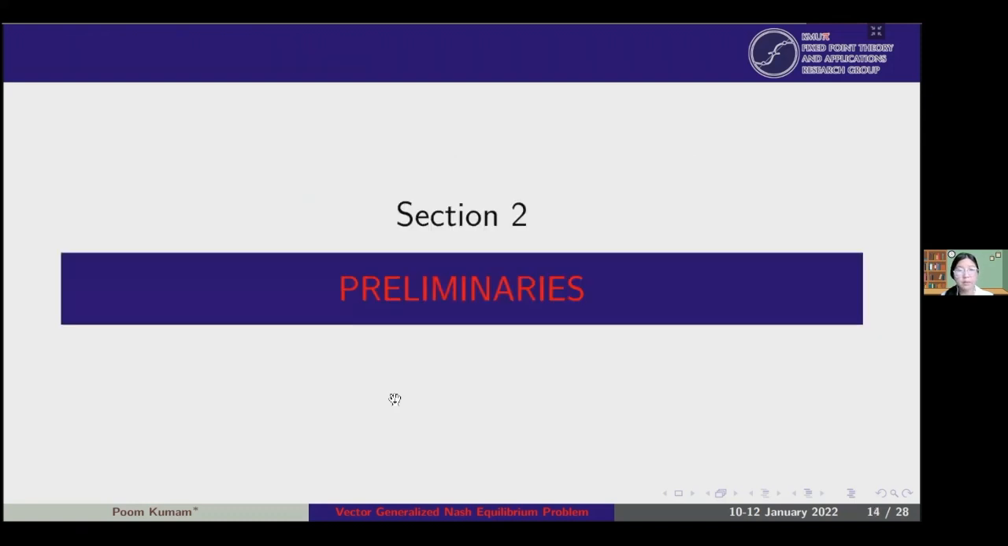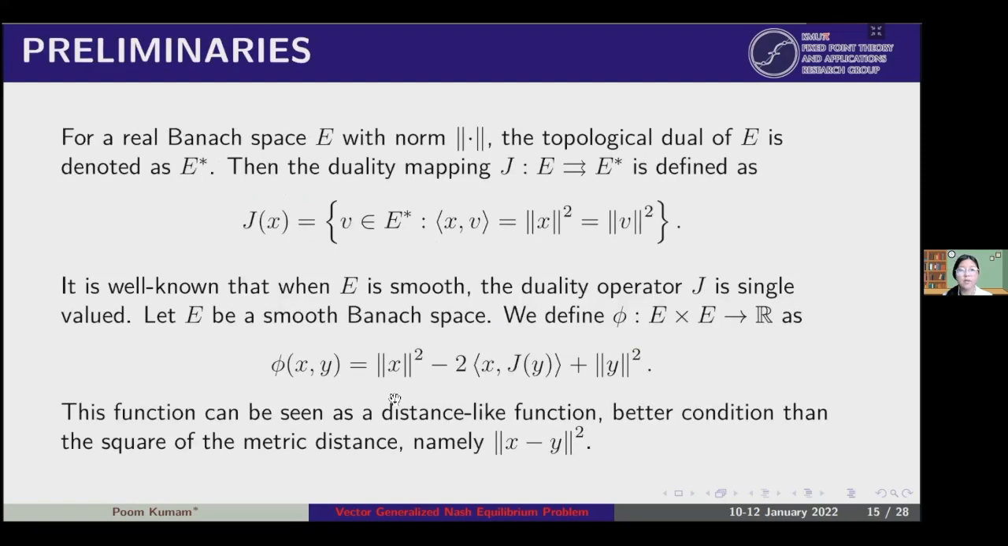Next part is preliminaries. In this work, we consider a real Banach space E with norm. The topological dual of E is denoted as E star. The duality mapping J is defined as this notation, that is, the set of V in E star such that the product of X and V equals the norm squared of X and the norm squared of V. It's well known that when E is smooth, the duality operator J is single-valued.